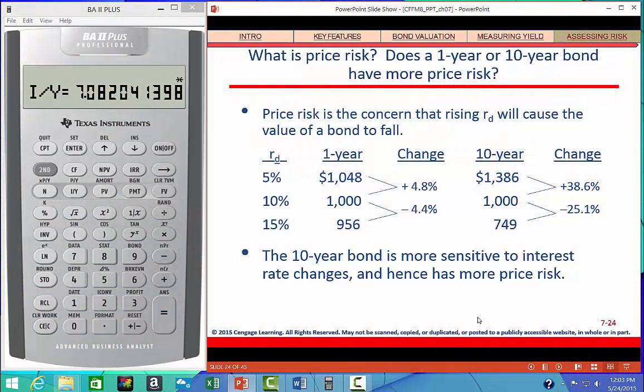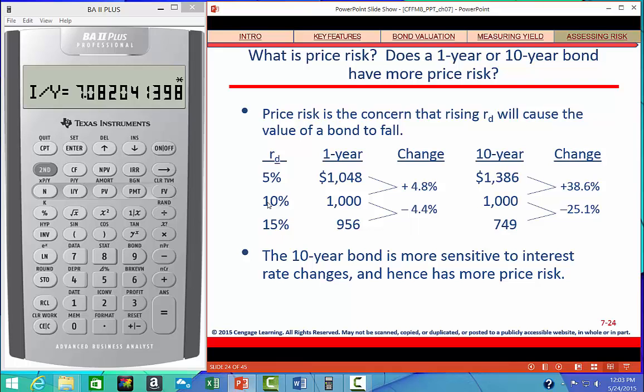So now we look at some properties of bonds that are kind of interesting. If you look at these different rates, we've looked at our base case scenario of 10%. If you had a $1,000 par value bond and the rates don't change, in 1 year the price would be $1,000, and in 10 years it would still be $1,000. And this is a 10-year bond, so that's when it would mature.